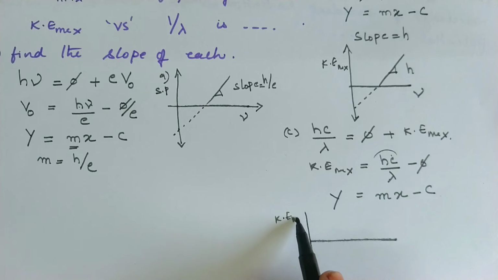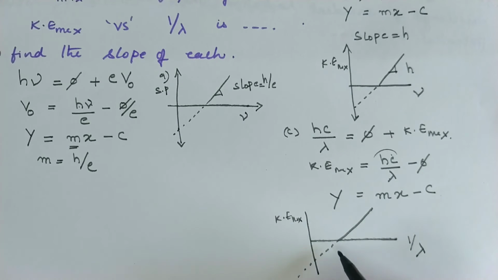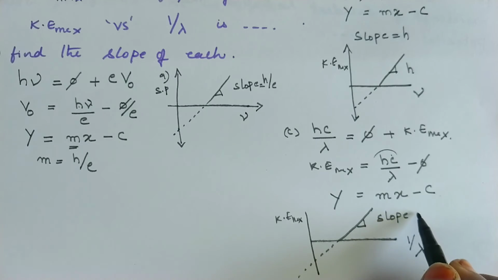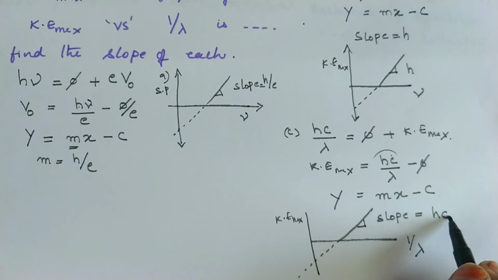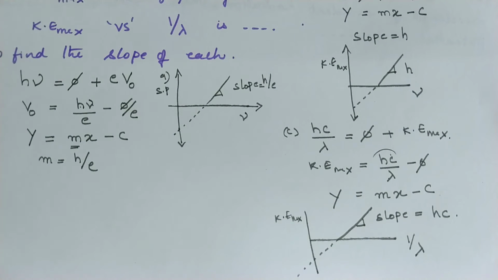K max on y-axis, 1 by lambda on x-axis. It's a straight line having a negative intercept, not passing through origin. But what is there in the place of slope? This time slope is h into c. So depending on which graph you're plotting, the slopes will be different.